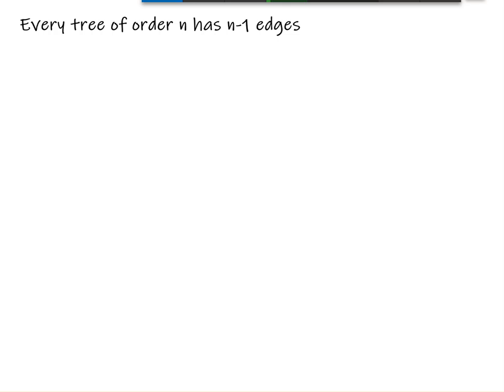In this video, I'm going to show you a proof of theorem 4.4, which is slightly different than the one in the book. I'm going to use the bridges that we talked about earlier. So how do we prove that every tree of order n has exactly n minus 1 edges? Well, let's see.